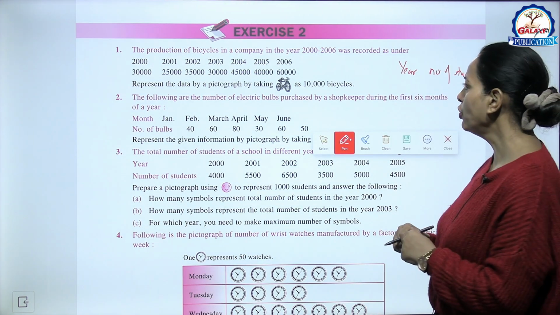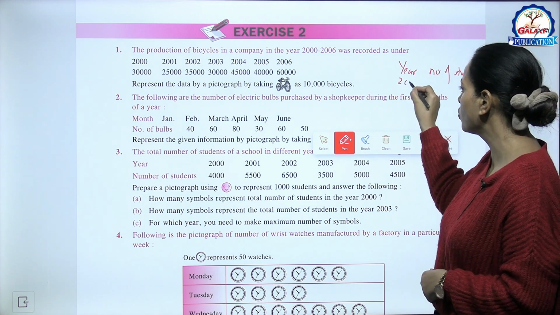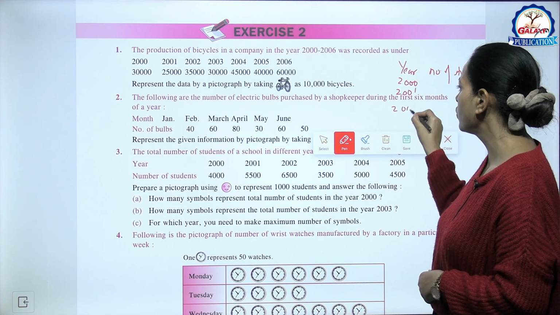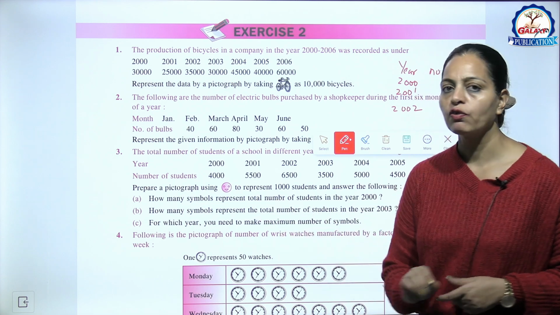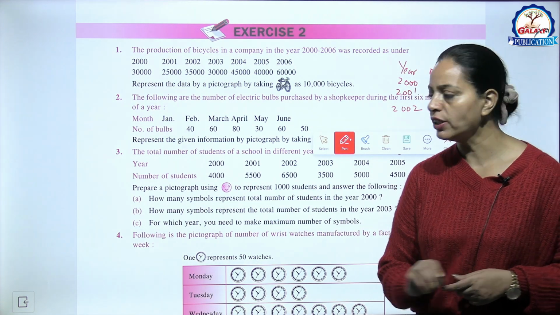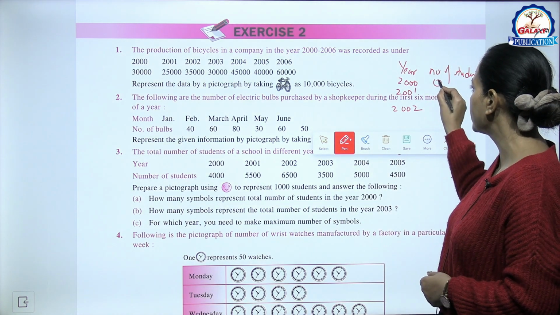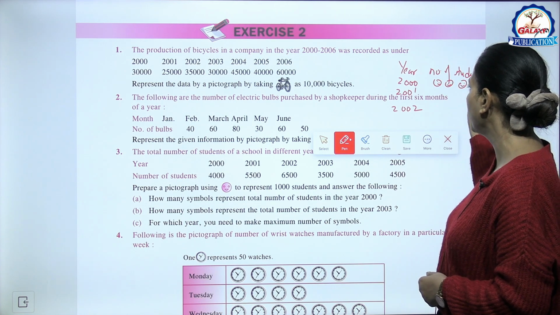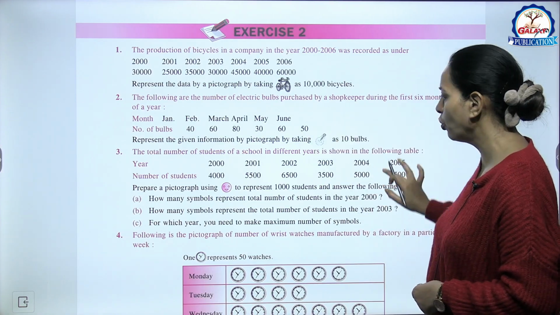Okay. So what will you do? You will write here year and number of students. So here 2000, then 2001, 2002, like this. See 2000, how many students? 4000, and one symbol for 1000 students. So how many symbols we have to draw? 4 symbols here. Okay. So like this you can try this question. I hope this is clear to you. You can complete it on your own.